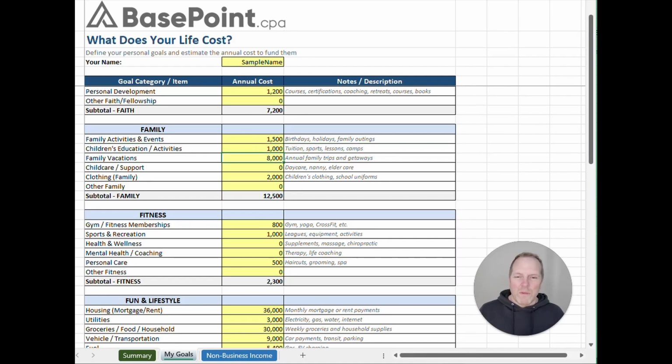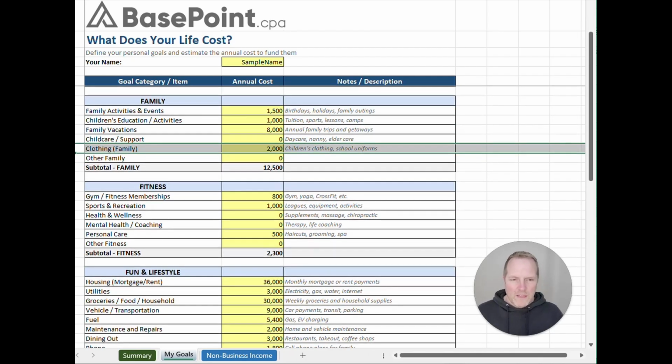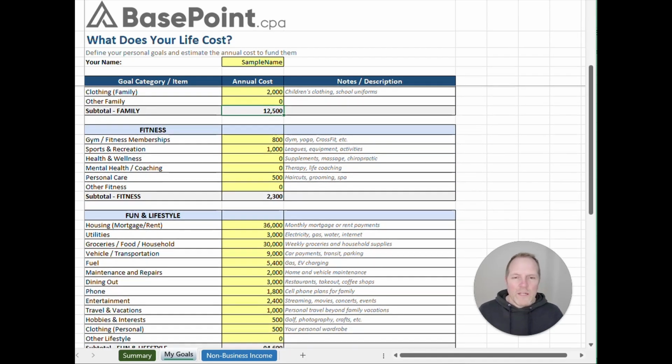Family vacations. Maybe you've got a plan once a year to go somewhere nice, so maybe about $8,000 that you want to squirrel away for that. And then in terms of family clothing, maybe you're looking at about $2,000 for the year for that. Okay, so about $12,500 for the year.